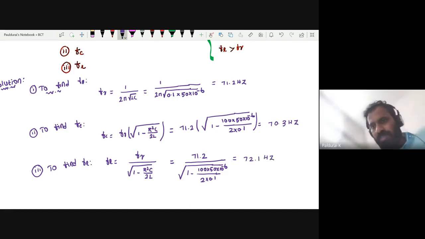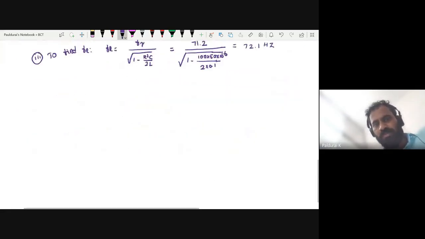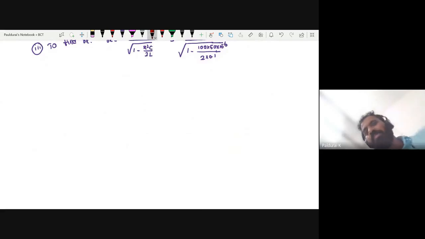So it's satisfied. FC less than FR, right? Yeah, 70.3 is less than 71.2, and FL, that is 72.1, is greater than 71.2, right? That is satisfied. So got my point. So what's the next topic?